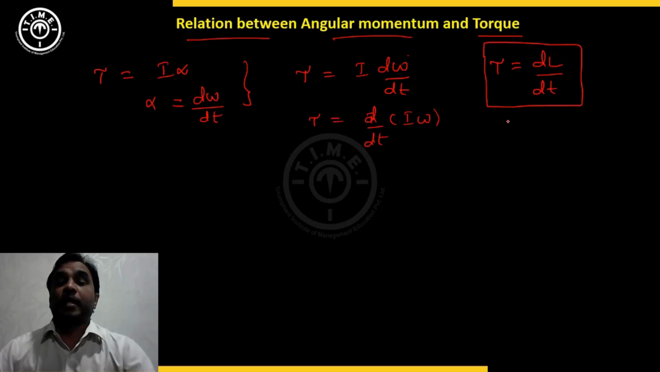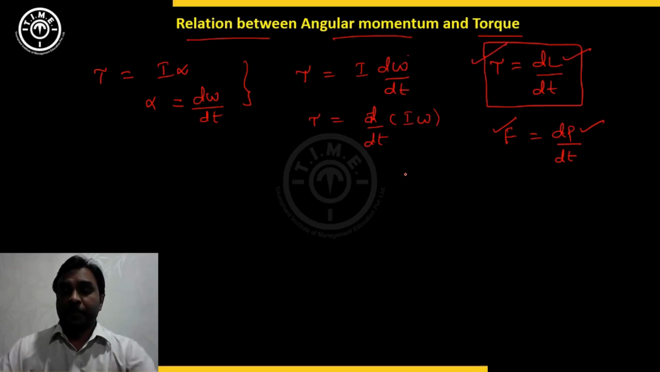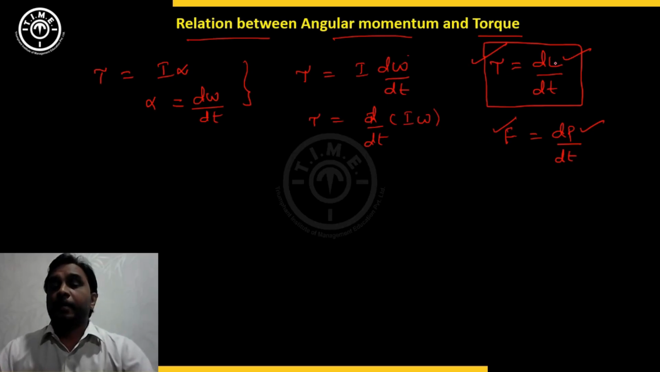Similar to the expression in linear motion, where we have written that force is equal to dp by dt, this is the relation between force and linear momentum, and this is the relation between torque and angular momentum, defined as dL by dt. Torque can be written as the rate of change of angular momentum.